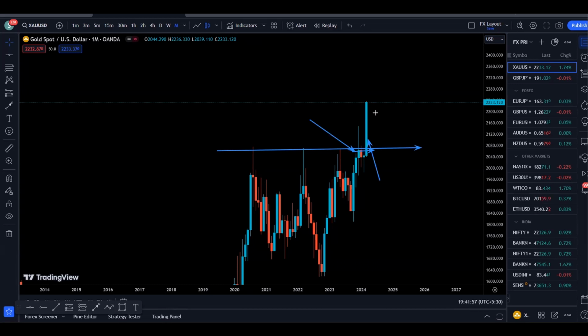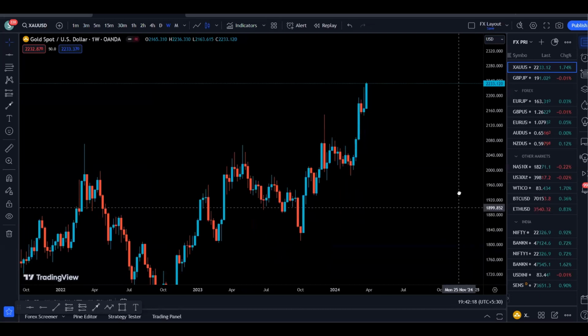Right now I see some kind of a pullback, maybe on the lower time frame, or this new monthly candle is going to come down to create a bottom wick. That will be the market structure on the lower time frame which we can utilize to take our trades. So we are bullish on the monthly time frame as we are making higher highs and higher lows. Now let's go to the weekly time frame to see what exactly is happening.